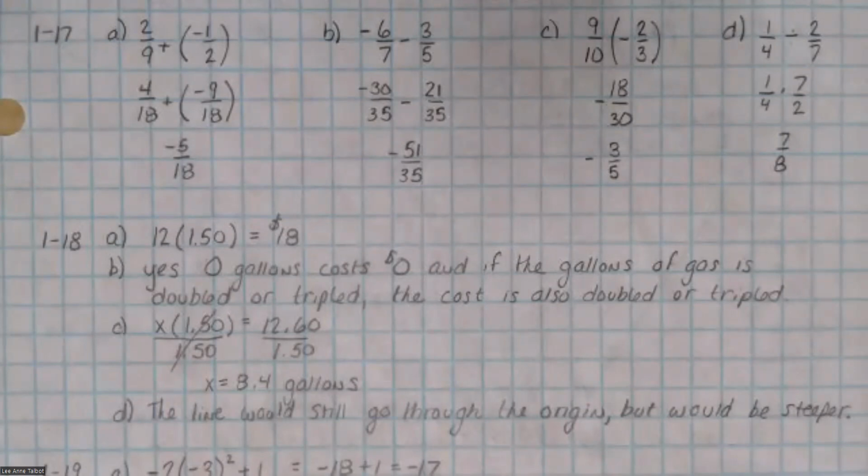Just leave it 8.4, because that would round down technically, if you think about it, because it's less than 5. So just leave it 8.4. Okay, so $18, yes, 8.4, and then it would still go through the origin, but it would be steeper. So $2.20 would be more.